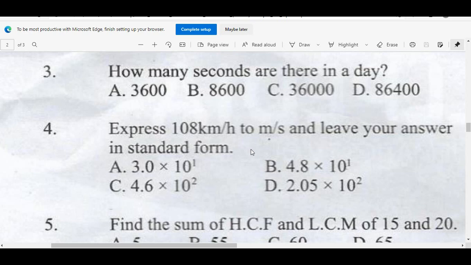Okay, I'll give you a minute. Let me see. Attempt it, everybody. I know you know standard form. Let me see if you can make sense of converting 108 kilometers per hour to meters per second. Everybody, one minute. It's simple, it's not difficult. Is anyone making headway?